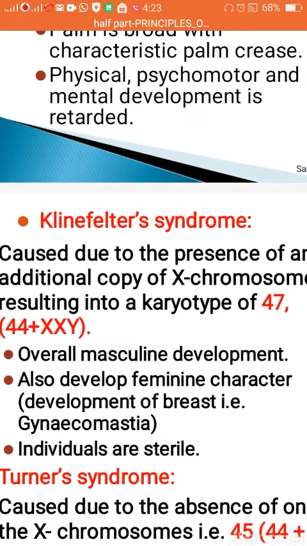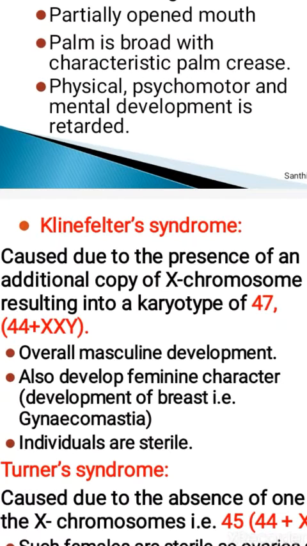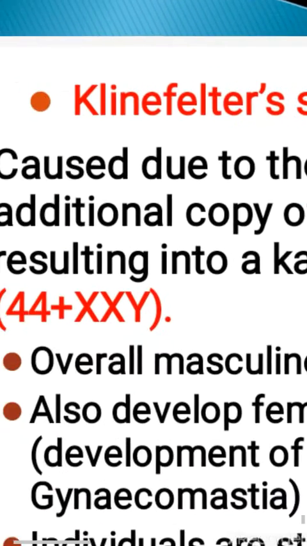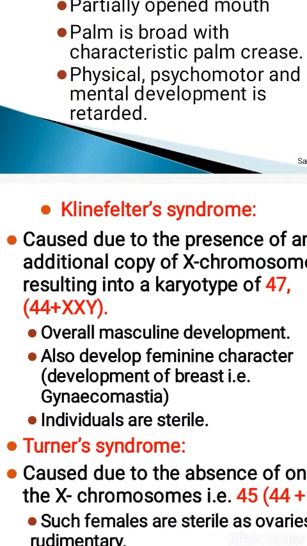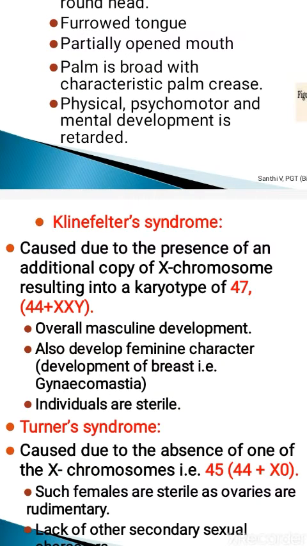So normally the males will be having XY and females will be having XX. 44 plus XX is female, 44 plus XY is male. But instead of that, there is an additional copy of one X chromosome. Okay, so when it is there like that, it results in Klinefelter syndrome, an additional copy of the X chromosome.